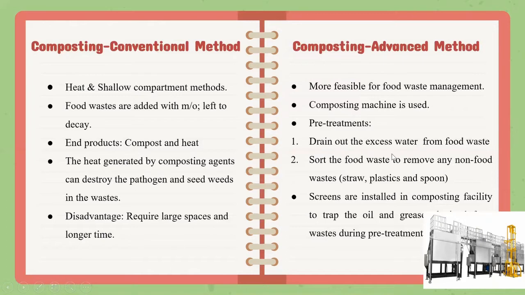Firstly, we need to drain out the excess water from the food waste so that we can enhance the structure of the waste that we put inside the machine. Next, we need to sort the food waste to remove any non-food waste such as straw, plastic, and spoons. By doing these pre-treatments, it can help to enhance and protect the operations of the composting machine. Besides that, a screen also needs to be installed in the composting facility to trap the oil and grease removed during the pre-treatment or during the operations of the machine, so that the oils will not go into the drains, which can cause clogging and unpleasant odor.